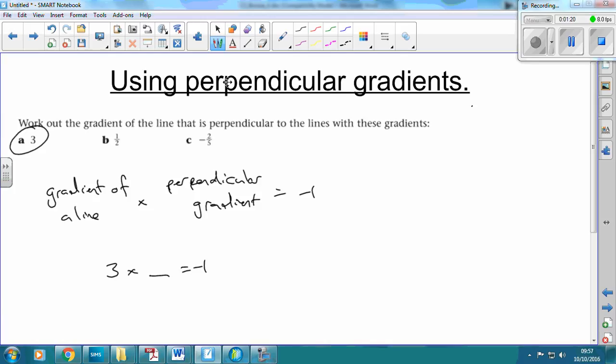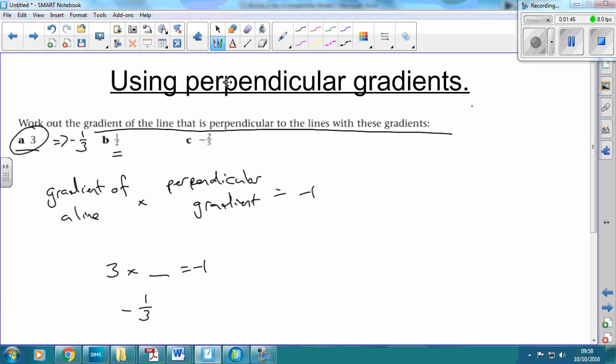Because in this question you've got to work out the gradient of the line which is perpendicular to the lines with these gradients. So 3 times something is -1. So what we do is we just flip it upside down and then change the sign. So if you flip 3 upside down, you're going to get a third. Then because it's positive, it's going to be -1/3. So this gradient goes to -1/3.